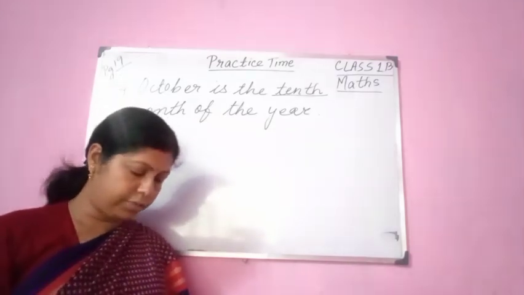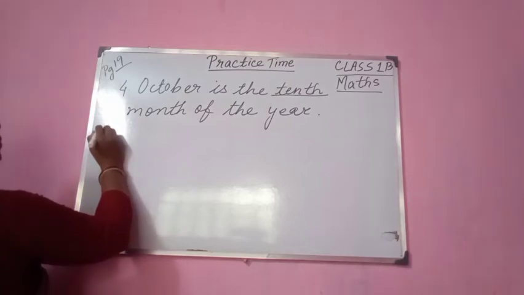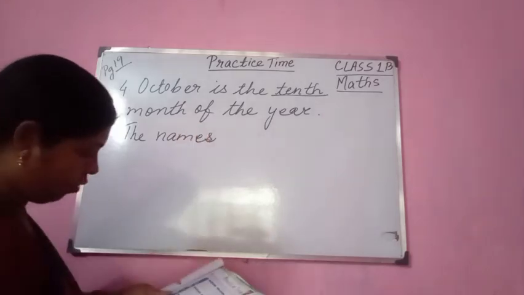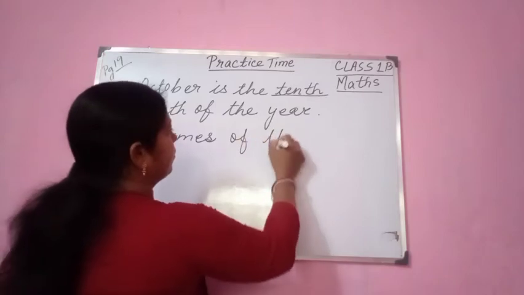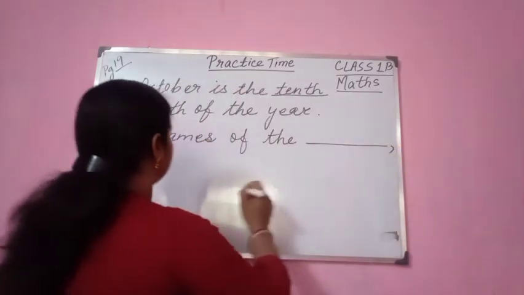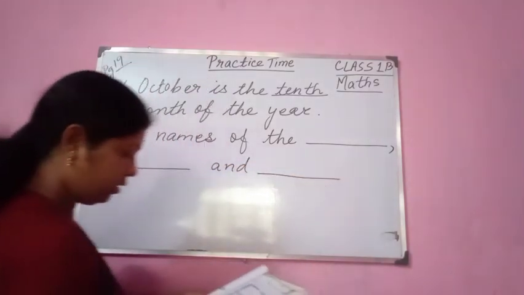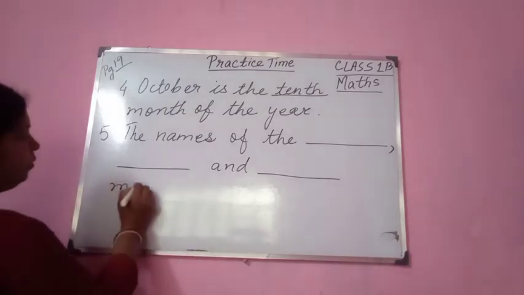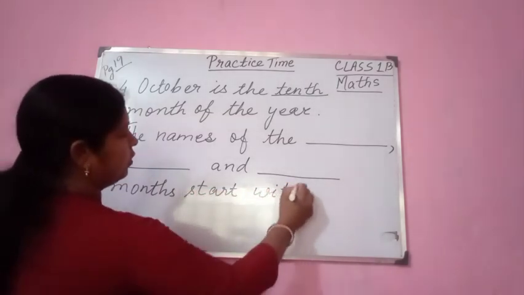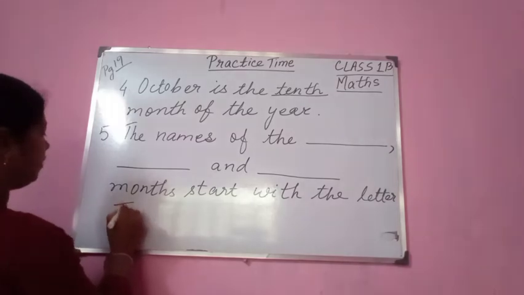Okay. Alright. Next one, you see, the names of the dash, dash and dash months start with the letter J. Okay, so which month starts with the letter J?